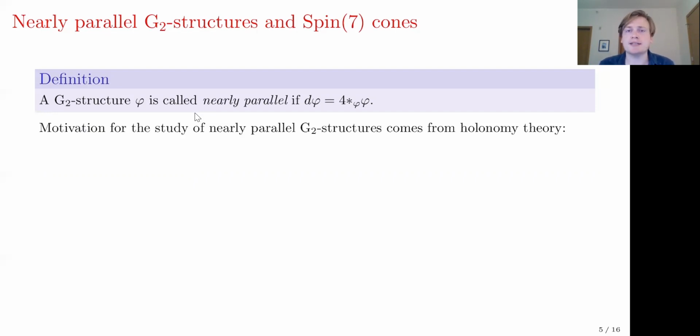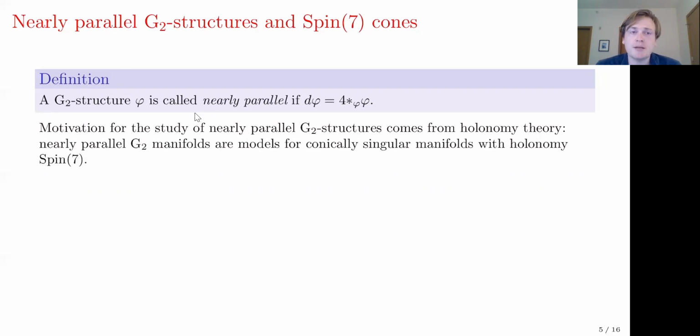Now, why study these things? Well, the main motivation, I would say, comes from the theory of holonomy groups of Riemannian manifolds. Nearly parallel G2 manifolds, the best way to think of them is as models for conically singular manifolds that have holonomy group Spin(7). Spin(7) is one of the exceptional holonomy groups that happens in dimension 8, so you can have an 8-manifold that has holonomy group Spin(7). And then in the theory of exceptional holonomy, it's often interesting, particularly because of applications to physics, to be interested in singular manifolds that have exceptional holonomy groups.